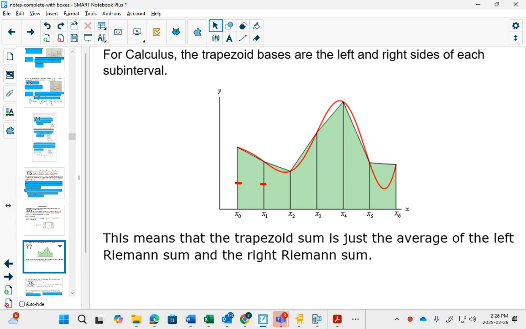The trapezoid sum is always the average of the left and the right. So you can find the trapezoid sum in 2 different ways. You can find the left sum, find the right sum, and then take both those answers and cut it in half. You will always get the trapezoid sum, because the trapezoid sum is always averaging out the max and the minimum. It's not necessarily the same as the midpoint sum, because you see how the midpoint is at different heights along the way.